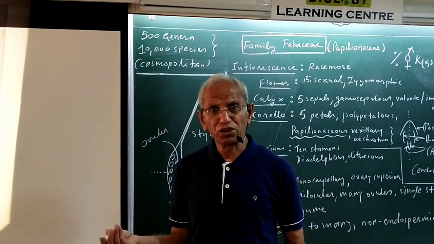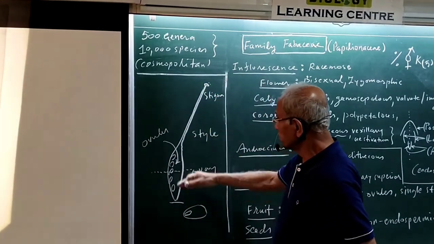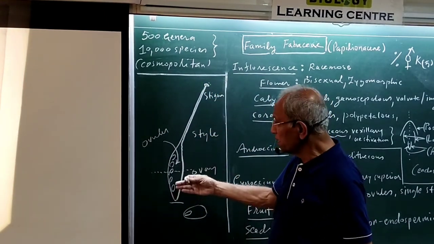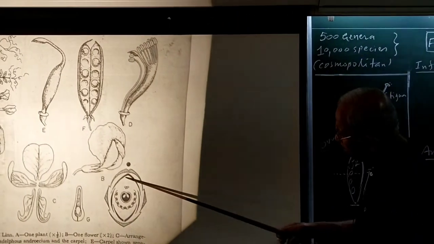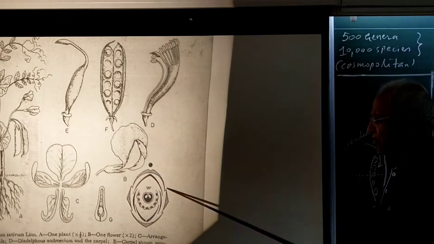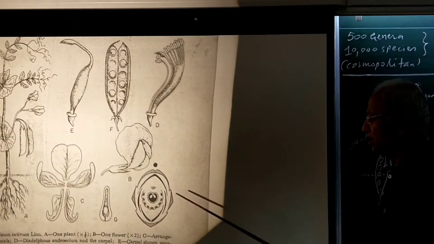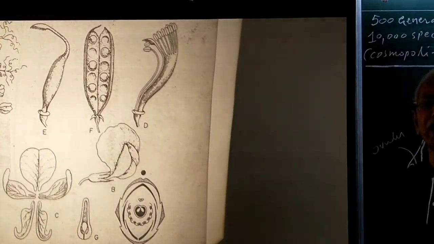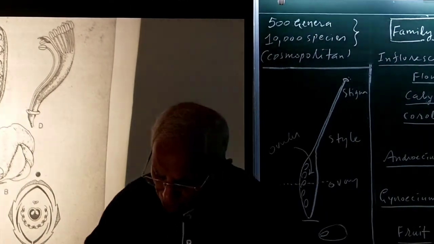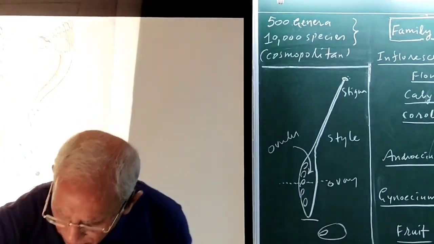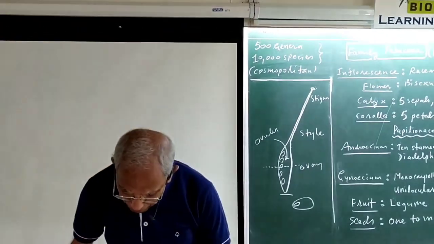So the morphology lesson you should know well, and you should know well this is the longitudinal section of the ovary and the transverse section is here. That's it. About the floral diagrams, I am going to talk about floral diagrams of all the families later on. So they mentioned some examples. Let us see these various examples which are in the book.